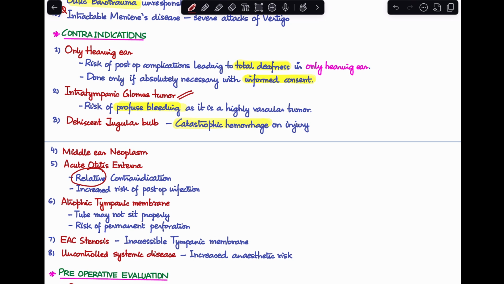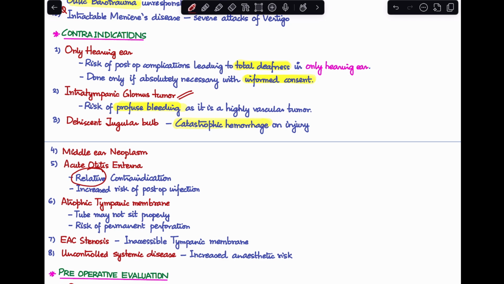Next contraindication is having an atrophic tympanic membrane. If the tympanic membrane is atrophic, it may not be able to resist pressure. It does not have enough strength. So, when you try to give an incision and put the tube in, first of all, it may not be able to retain the tube in position for long. The tube may get dislodged into the middle ear, or you can also end up risking permanent perforation of the tympanic membrane. So, these cases are not ideal cases for doing Grommet insertion.